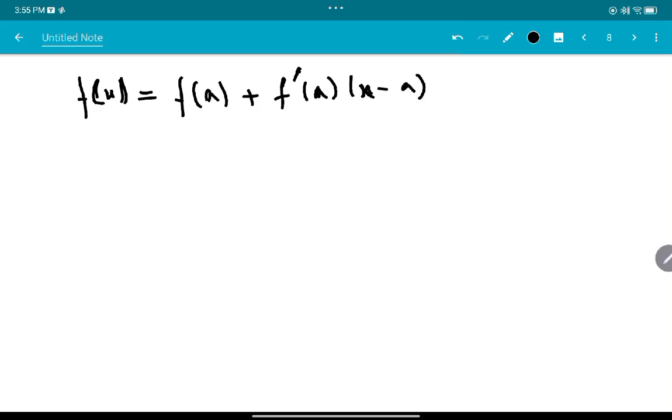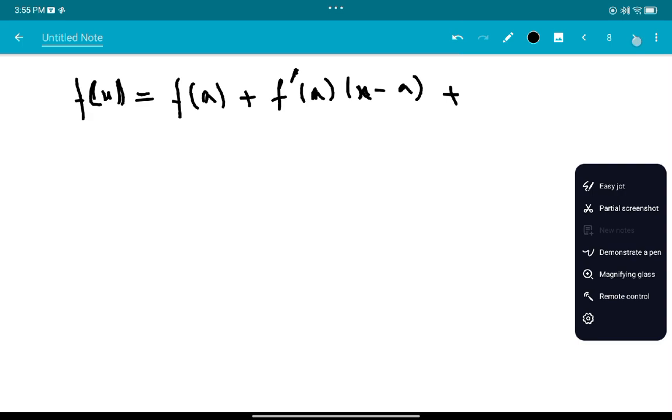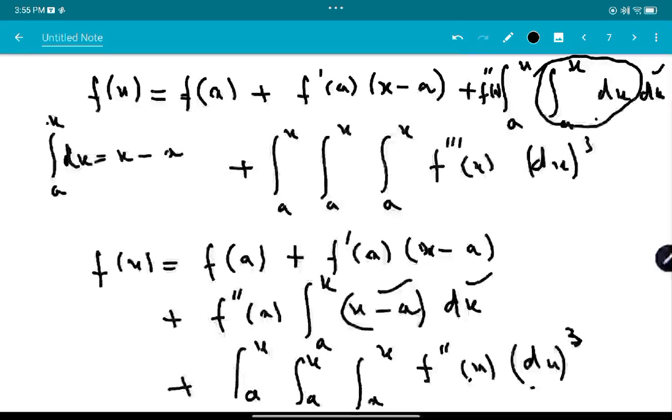This is the second term. Third term is this: f dash a. You have to integrate x minus a with respect to x. That is simply x minus a raised to 1 plus 1, that is 2, divided by 2. When you evaluate it, it will be x minus a raised to 2 divided by 2. And if you take the limits x and a, you simply get this.